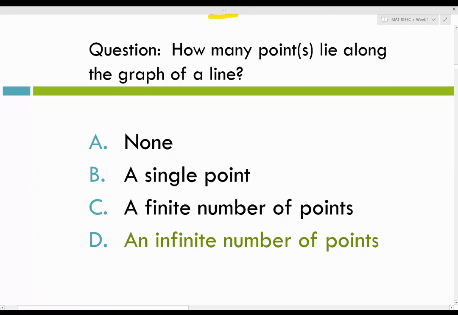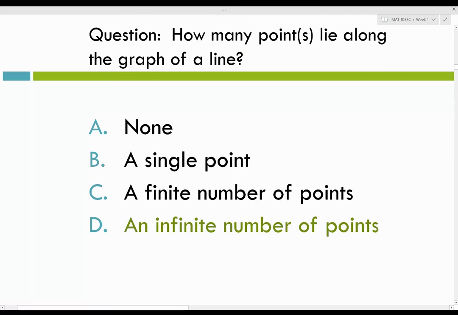All right, so let's see if you guys remember. How many points lie along the graph of a line? Well, an infinite number of points, okay? But remember, you only need 2 points to graph a line.